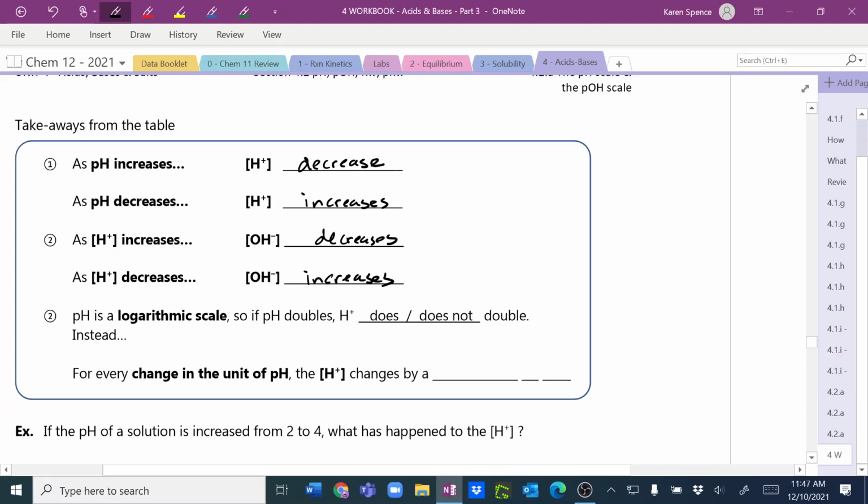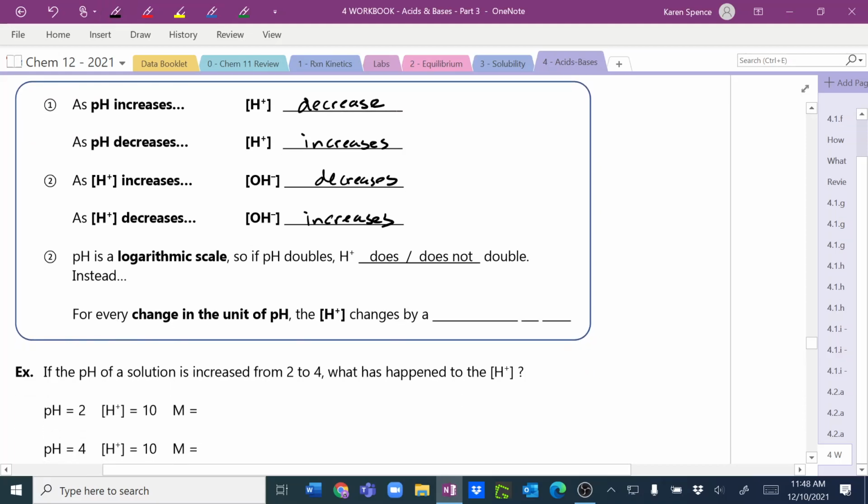pH is what we call a logarithmic scale, which means that if pH doubles, does the hydrogen concentration double? No. For every change in the unit of pH, hydrogen ion concentration changes by a power of 10, or a factor of 10.